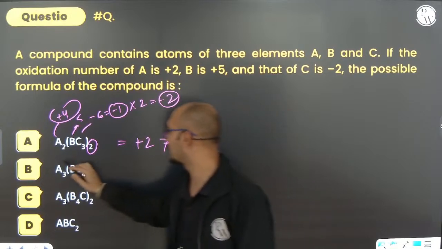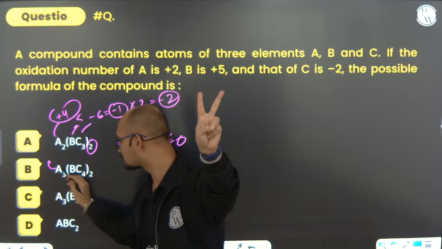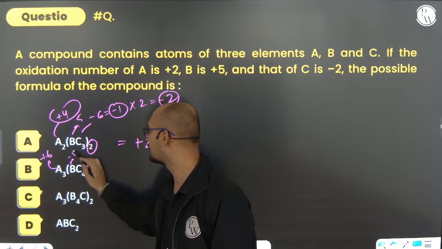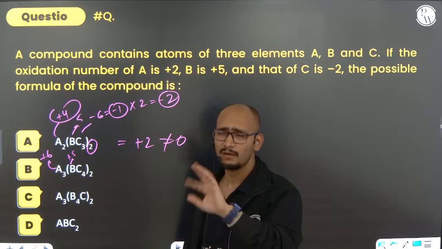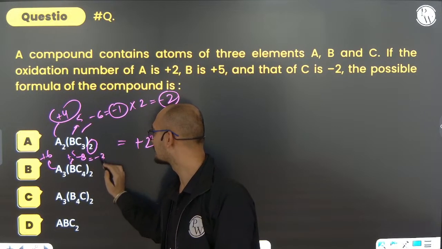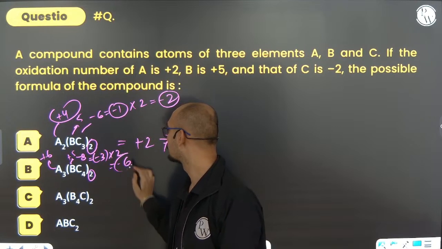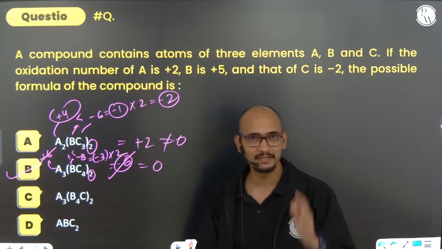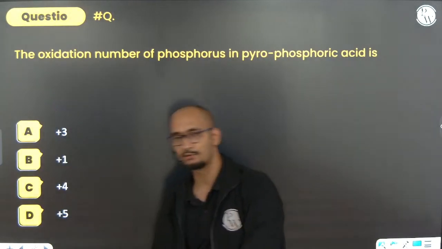A3. One A has oxidation state +2, so 3 will have +6. B has +5. C has -2, and -2 into 4 is -8. So 5 minus 8 is -3. This part is there 2 times, so it is -6. So -6 plus 6 becomes 0. For sure the option will be B. You can check all of the others; the aggregate will never be equal to 0, so all the other options are not correct.